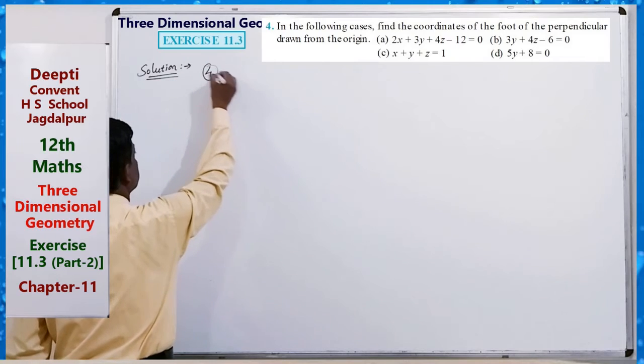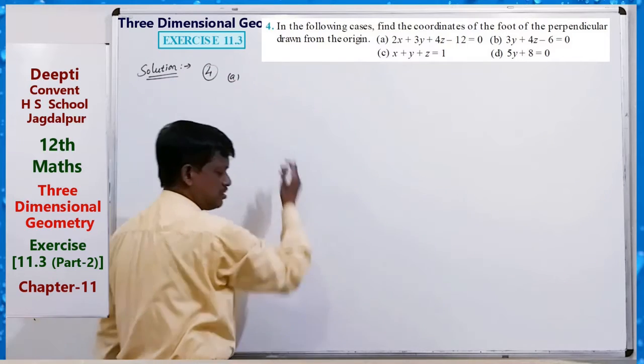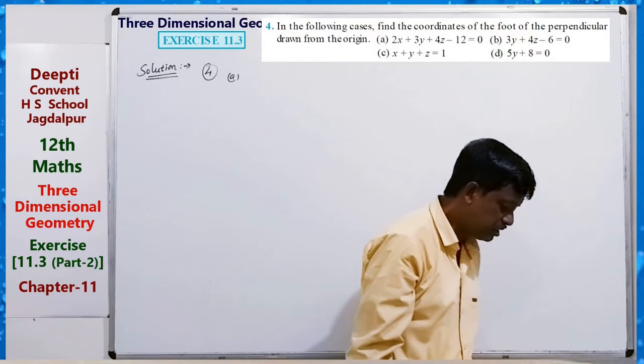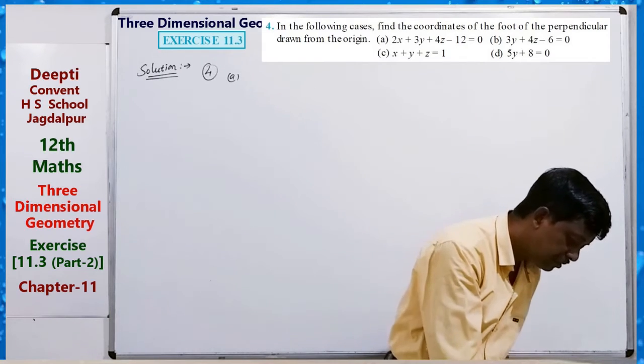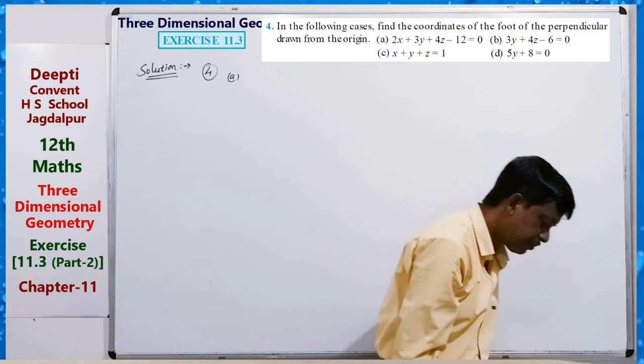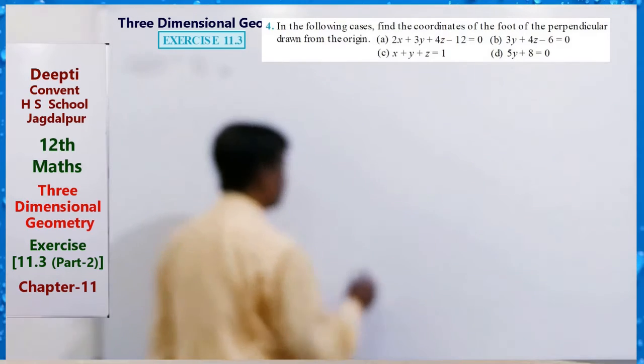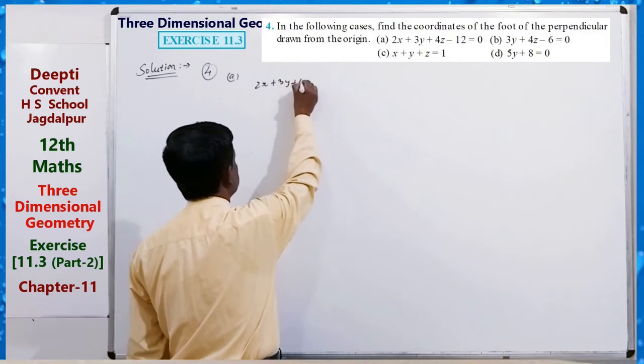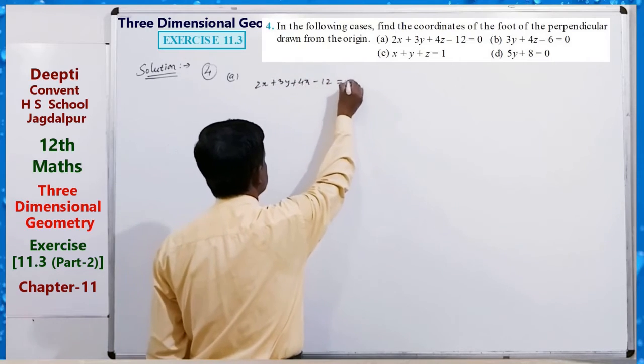Question 4a. Four different planes are given. A is 2x plus 3y plus 4z minus 12 equals 0.